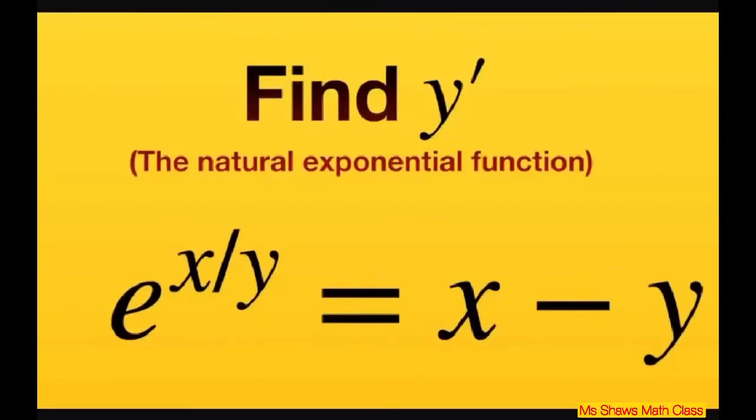Hi everyone, we're going to find the derivative of e to the x divided by y power equals x minus y. We're using implicit differentiation, and we're also going to use our differentiation rules for natural exponential functions. Since we're using implicit differentiation, we have both the x and the y, so we have to differentiate both sides of the equation here.